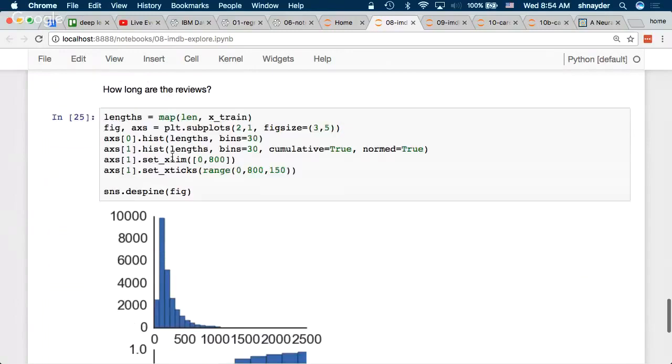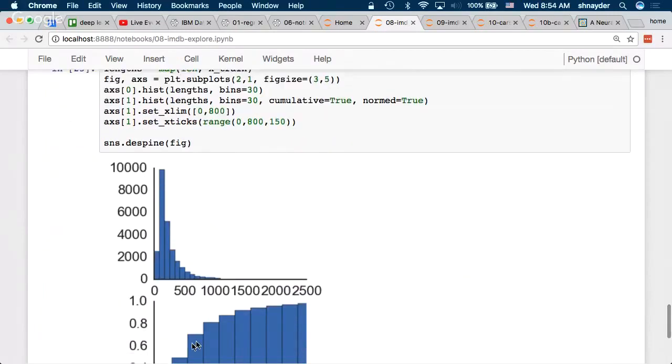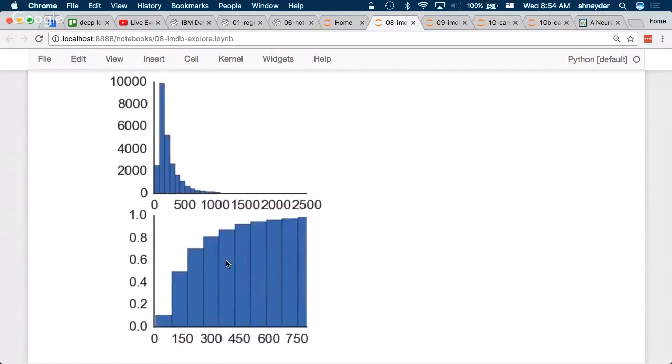So I compute the lengths of all the reviews, how many words. And so this is a histogram, and this is just a cumulative distribution to see if I cut it off, say, at 300, that's going to give me 80% of them untouched and shorten the length of the review in words.